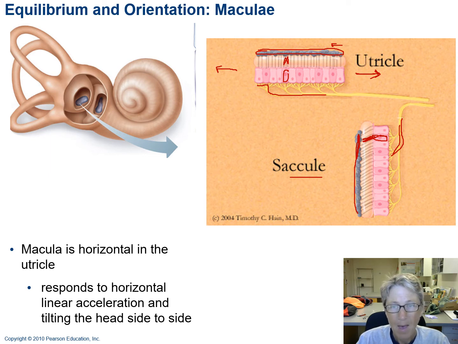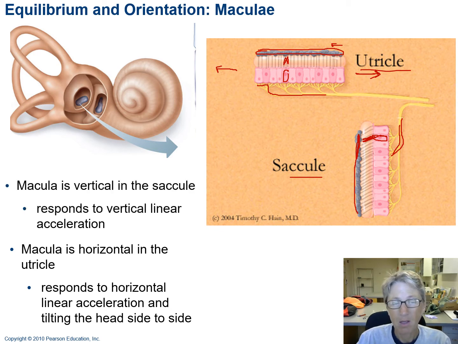Okay, so the macula is horizontal in the utricle. We said this. It responds to horizontal linear acceleration. That means if you're going forward or backwards, and also tilting your head side to side, the utricle will respond to that.